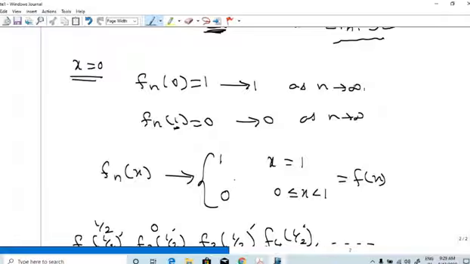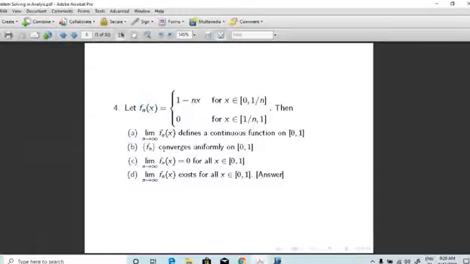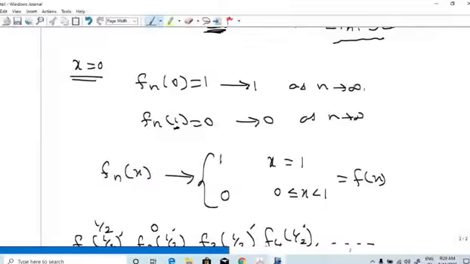Now look at the options. Look at the first option: the limit as n goes to infinity of fn of x defines a continuous function. Clearly, this is not a continuous function, because f of x is nothing but the limit as n goes to infinity of fn of x. They say f of x is a continuous function, but clearly it is a discontinuous function. The first one is false.